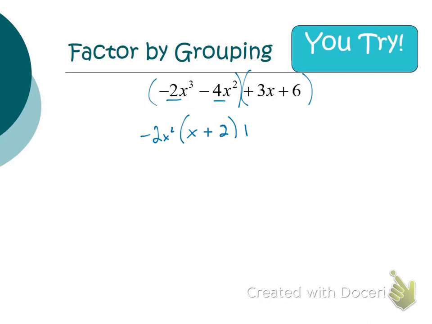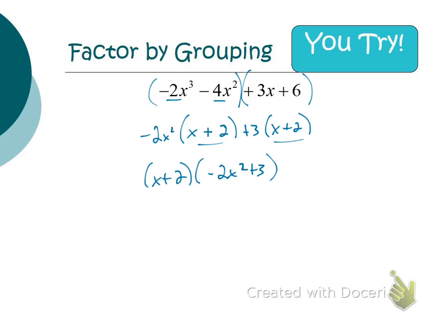And then over here, I'm going to factor out a positive 3. Divide each of these by 3, and you get x plus 2 again. And we have our same parentheses here. So our factors become whatever is inside of the parentheses times whatever is outside the parentheses. And there we go.